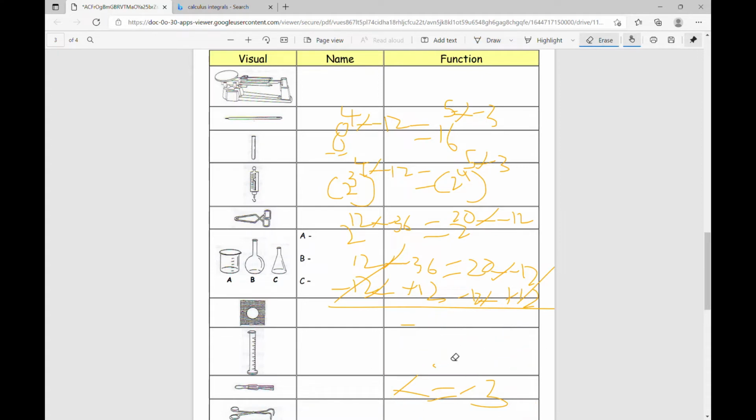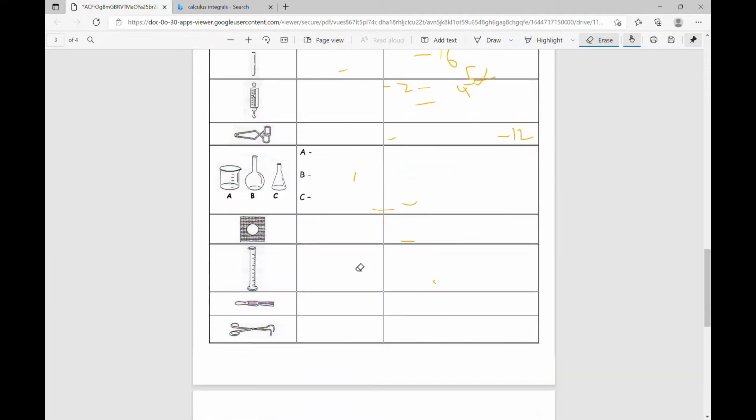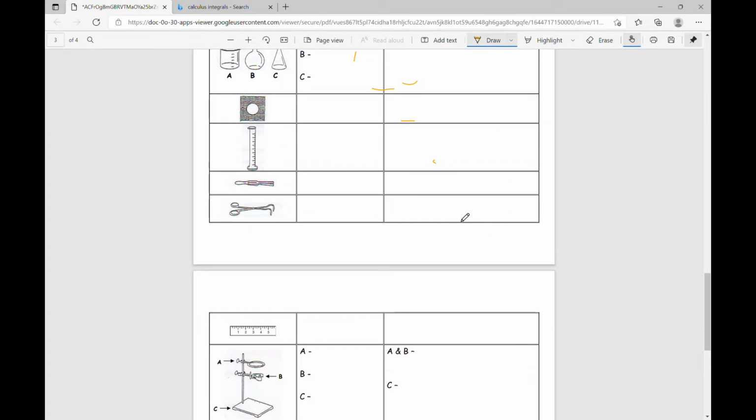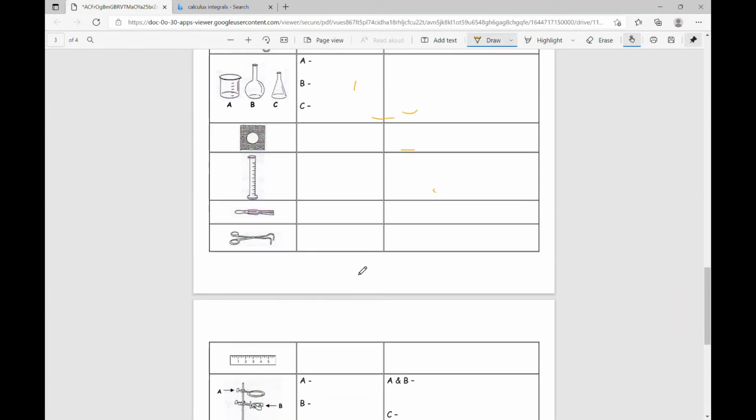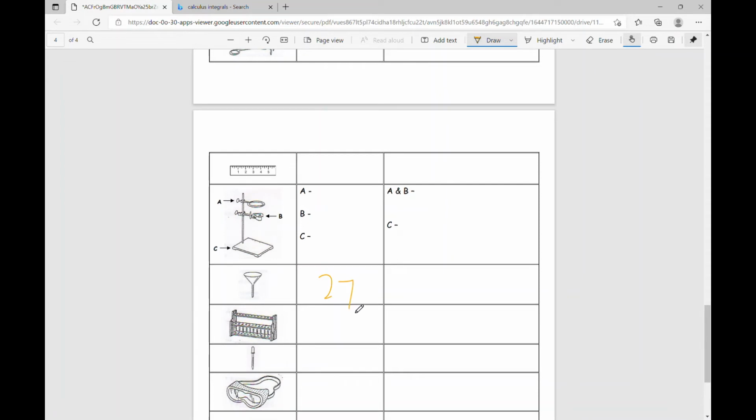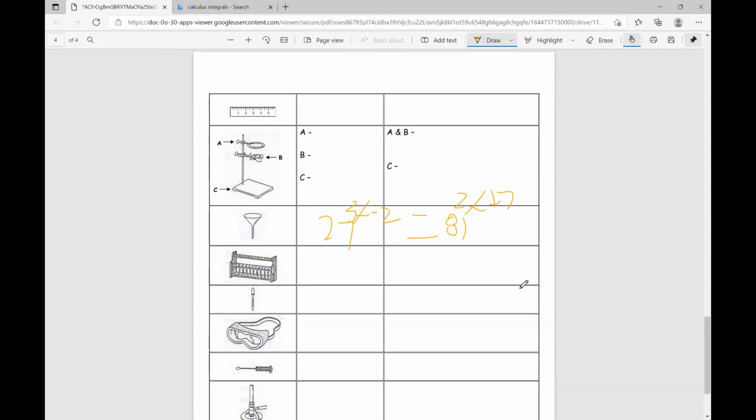Now, let's try this example. Let's say we have 27 to the 3x minus 2, and let's say that's equal to 81 to the 2x plus 7. So we need to convert it into a common base. 27 and 81 have a common base of 3. So we can rewrite 27 as 3 cubed.